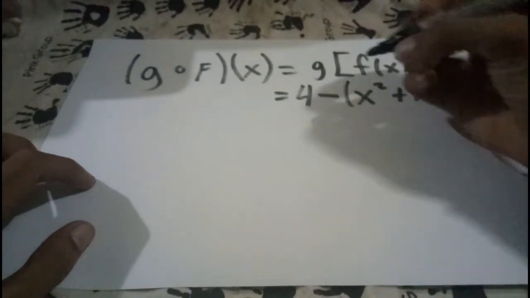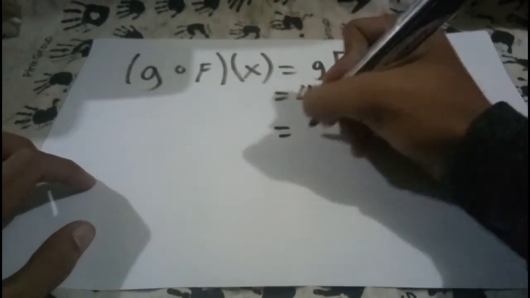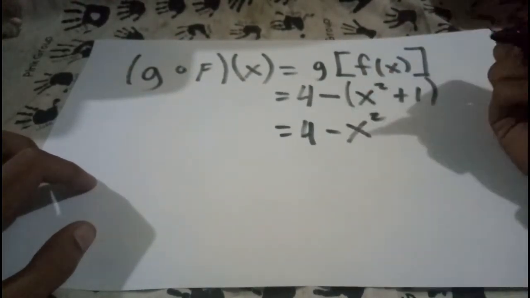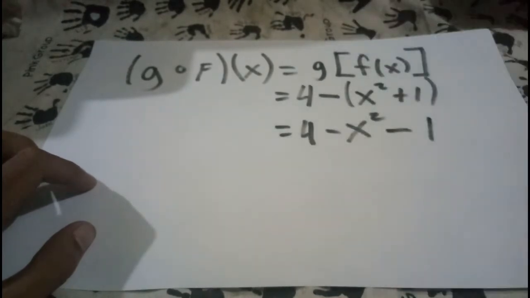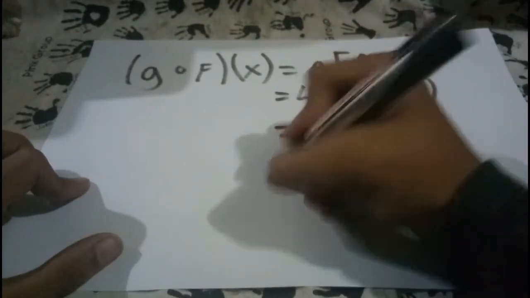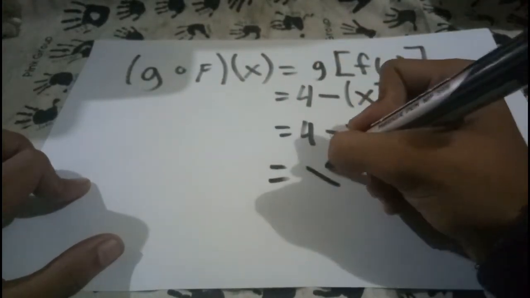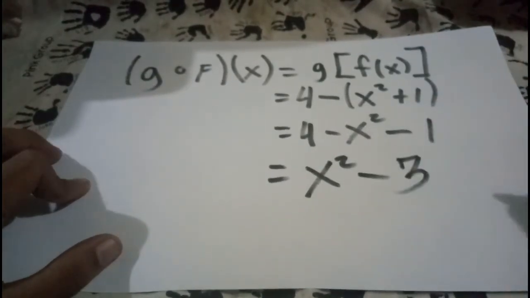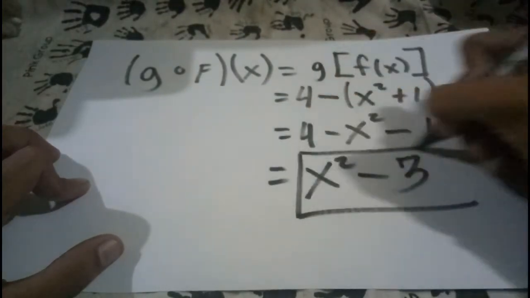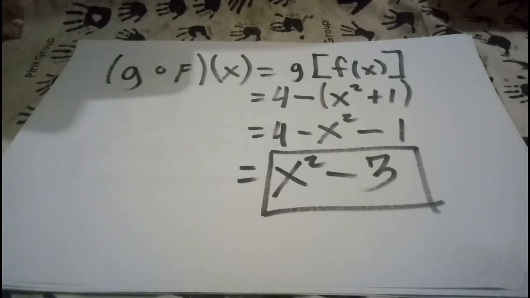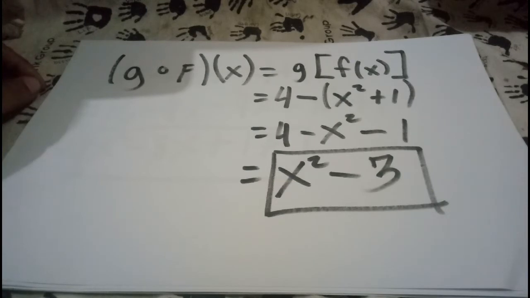Now I'm going to distribute it, so we will have 4 minus x squared and negative 1, and then I'm going to arrange it into descending power, so we'll have x squared minus 3, and that will be the answer. Well, composition of functions is kind of confusing, but if you practice, you will understand it more.